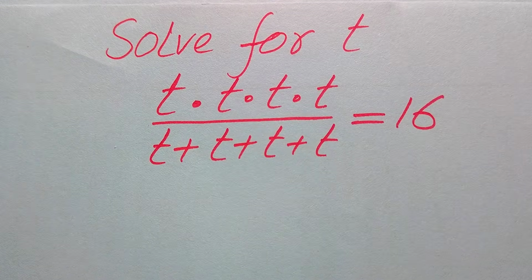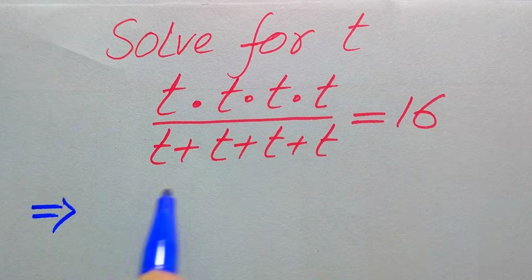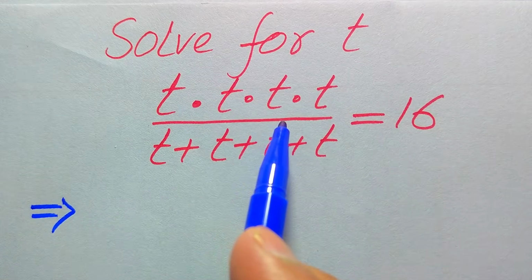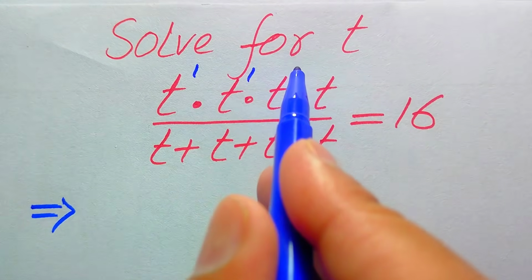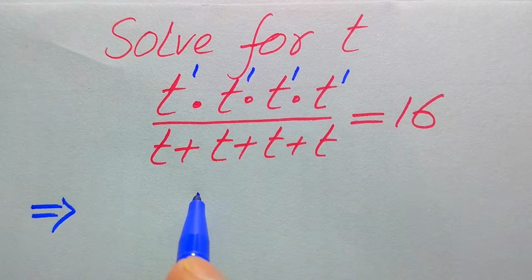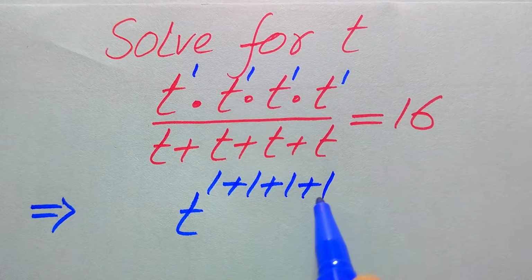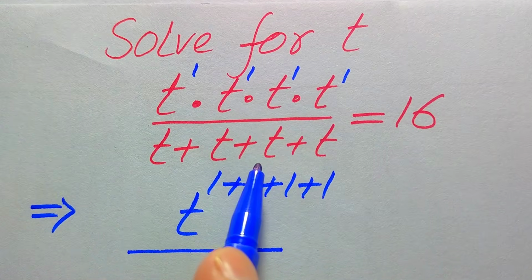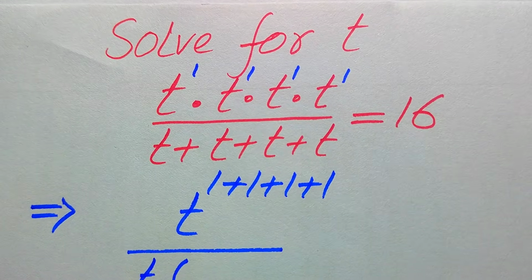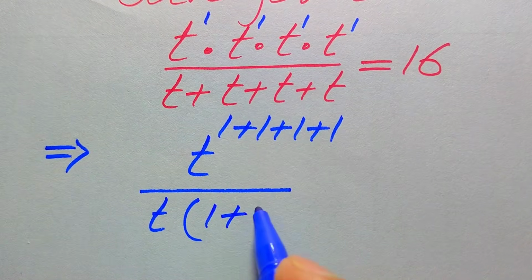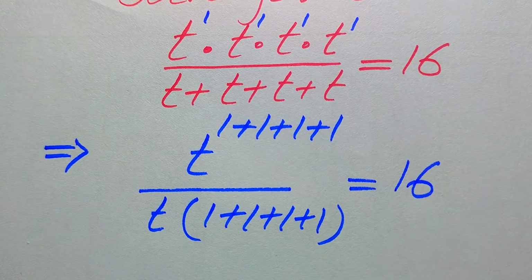And now we move towards the solution of this problem. The very first thing we are going to do is, you see here, these are the same variable terms multiplied by each other, so the bases of all these terms are the same, so we will add all these exponents and it will be written as t to the power of 1 plus 1 plus 1, divided by, here you see that t is added 4 times, or in other words, when we take common t, the remaining values are 1 plus 1 plus 1 plus 1, and this whole equation is equal to 16.